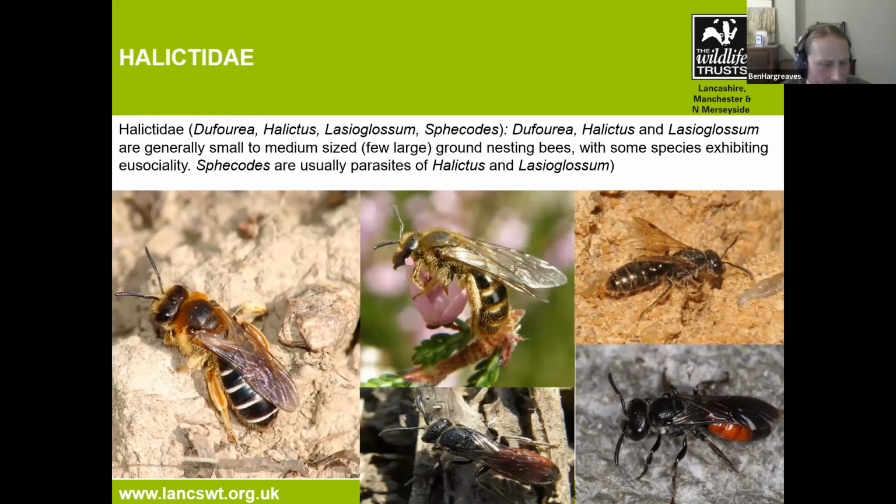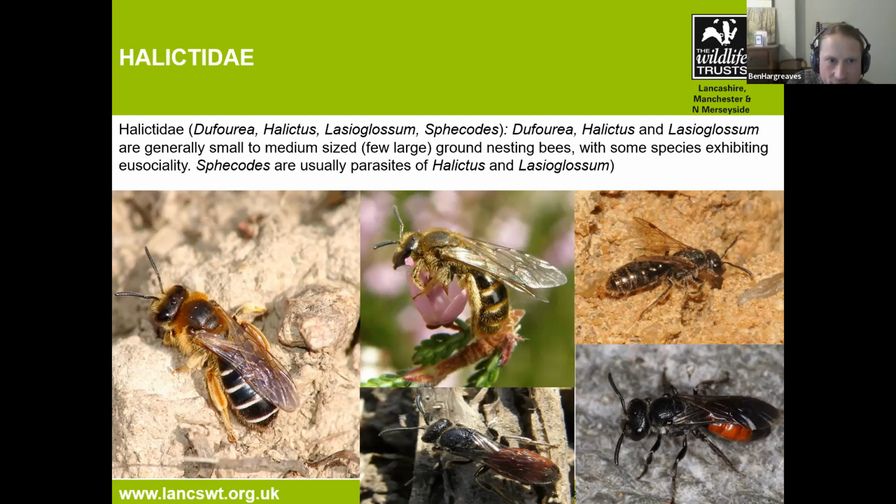Moving on to Halictidae. The Halictidae are generally small to medium-sized ground nesting bees. They are a little bit different to the other solitary bees in that they can, at least in Lasioglossum and Halictus, exhibit some eusociality. So they approach the behaviour of the social bees in having a bigger female that starts off the nest and some workers or proto-workers, if you like, later on.